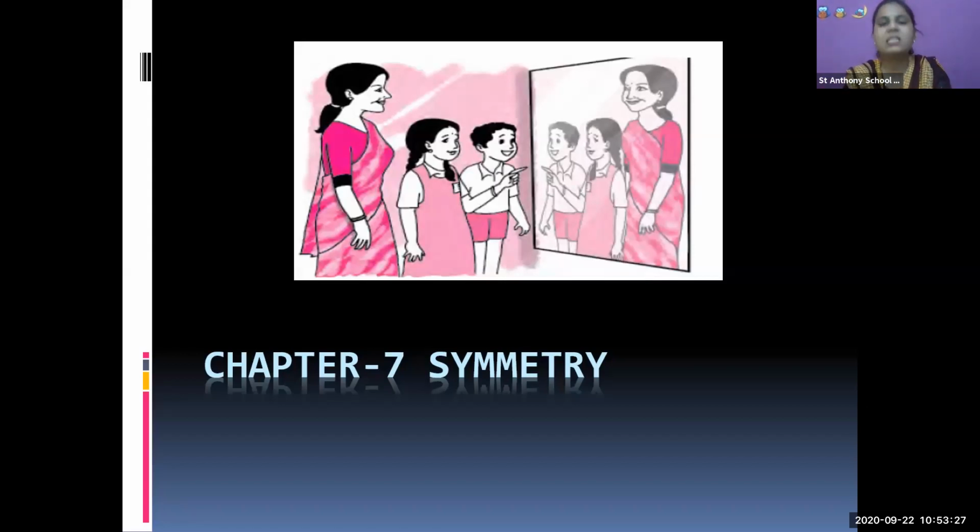In the previous lecture, we have seen chapter number 6, that is bar graph. Today, we are going to learn chapter number 7, that is symmetry. So, what is meant by symmetry actually?